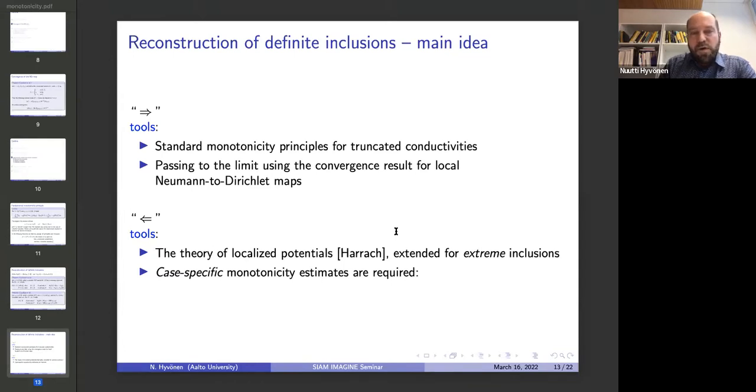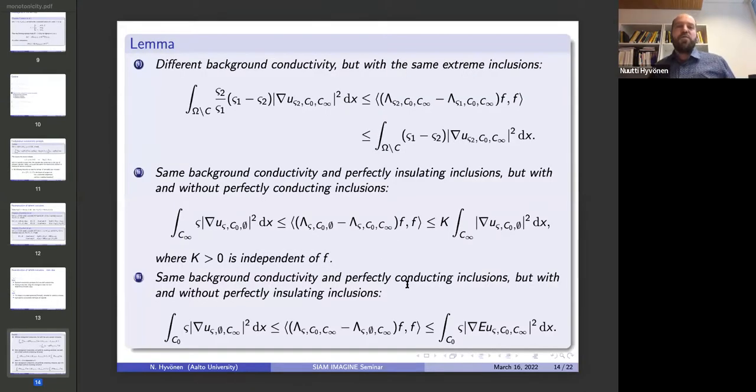In principle, the theory of localized potentials works here for the other direction, but you need more case-specific monotonicity estimates. And these are the kind of estimates that you need. If you have the same inclusions for the two Neumann-to-Dirichlet maps, but different conductivities, then the monotonicity estimates are exactly the same. Then if you have the same background conductivities, but either an ideally conducting inclusion or no ideally conducting inclusion, then you know that this should be smaller than that because there is something ideally conducting inside.